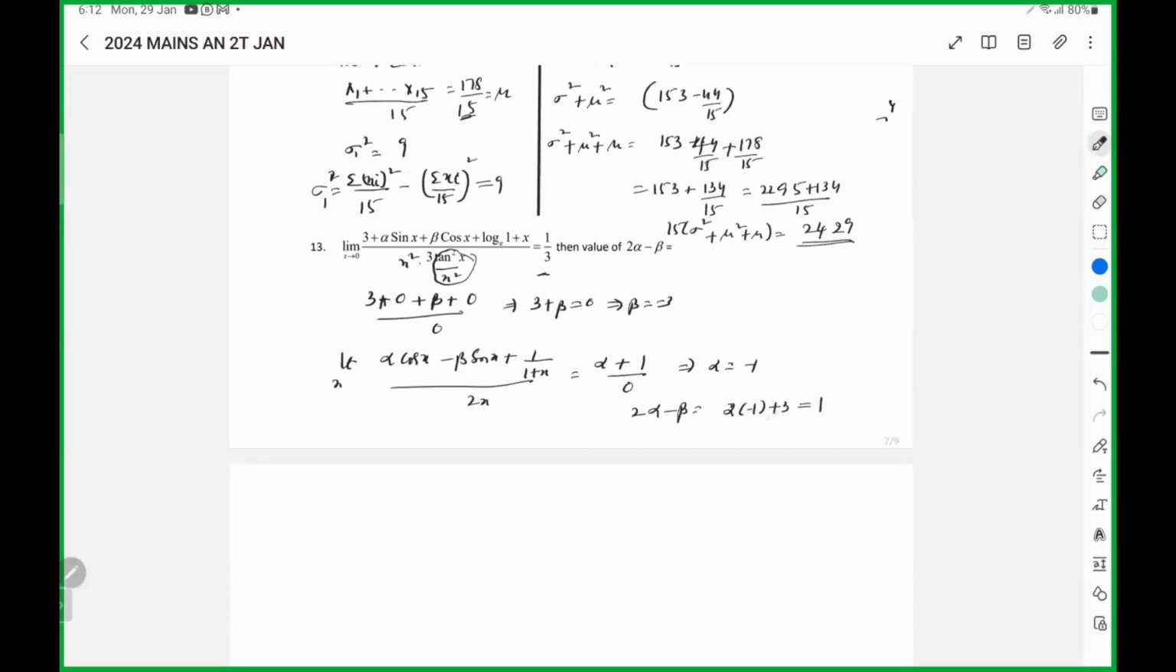So alpha here tends to 0. It is ln of 1 minus x. Okay, then you'll have minus 1. Then minus 1, alpha is plus 1. Then 5 is the answer.